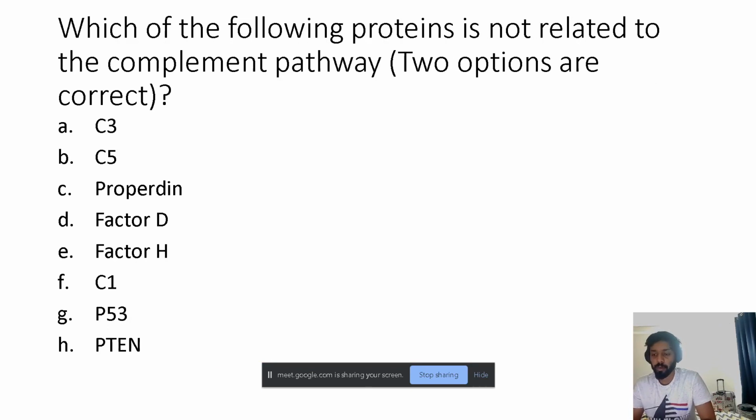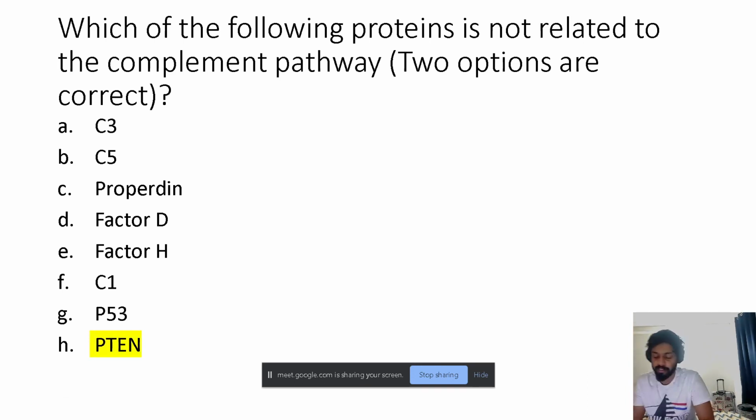Okay, which of the following proteins is not related to the complement pathway? Two options are correct here. C3, C5, properdin, factor D, factor H, C1, P53, and P10. Any guesses? Option G and H. Okay. Yeah, so G is also the correct answer.